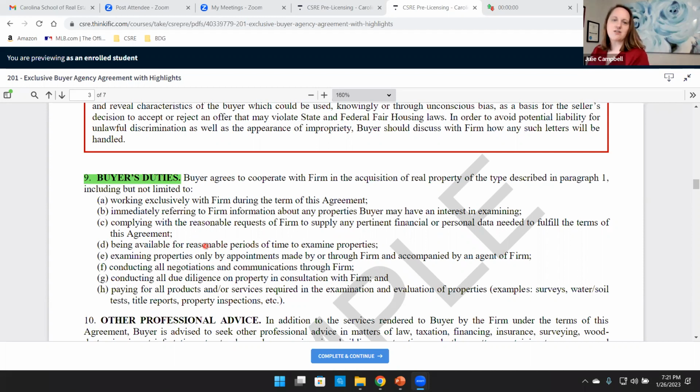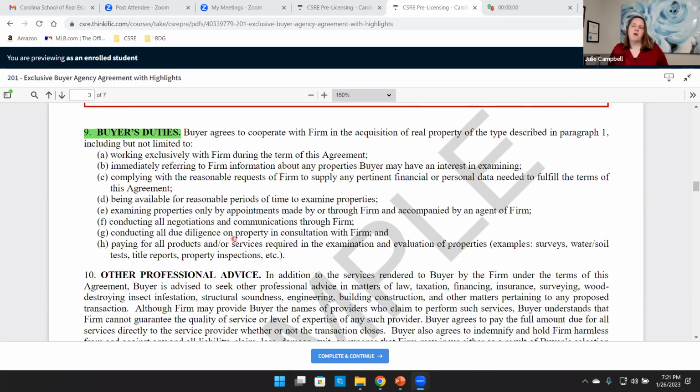Conducting all negotiations and communications through the firm, conducting all due diligence on the property, talking about that when we get to our contract. And then the buyer's responsible for paying all their inspections and investigations. So anything that they want to do to learn about the property, those expenses are on them. Again, we'll talk about that. We'll see that when we get to our contract.